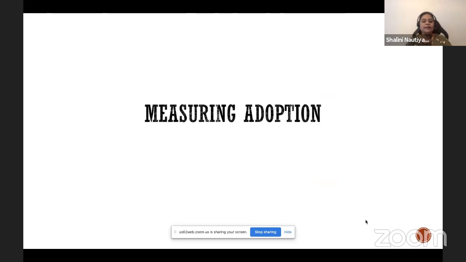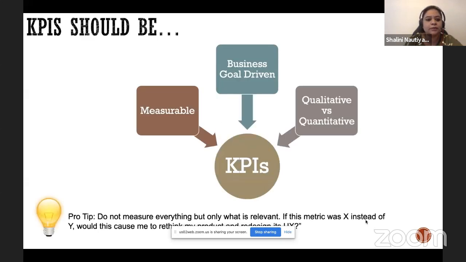Now, moving to the last leg of the whole process for adoption, is where you have to measure the adoption and take the next steps. So defining KPIs and understanding what are the success criteria for your product is super important. There are very simple principles for defining KPIs, and this is an exercise that you also need to do as part of defining your product vision.